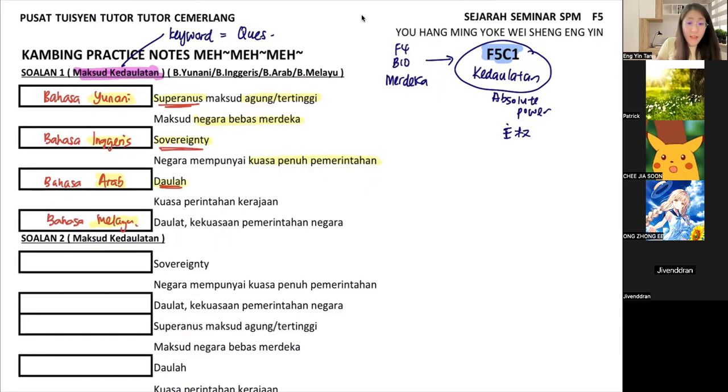In Arab language, daulah. Again, daulah means you have the power to rule the government, manage the government. Malay is called daulat lah. Kedaulatan, daulat, the original word lah. Okay, it's also the same thing. Kekuasaan tertinggi pemerintahan. I have the power to manage the kingdom, the government.